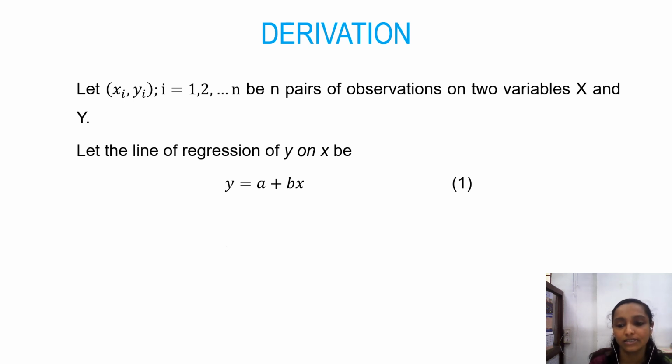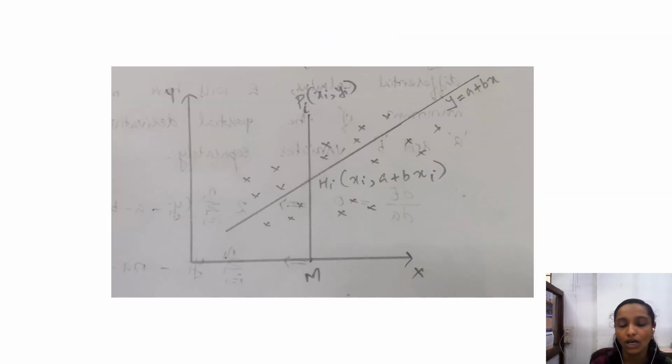Now, how do we derive the lines of regression of y on x as well as x on y? For that, we have to consider n pairs of observations on two variables x and y. Let the observations be x1, y1, x2, y2, and so on up to xn, yn. Let the regression line of y on x be y = a + bx, where a and b are constants. And we need to estimate these two constants first. For that, let us consider the scatter plot.